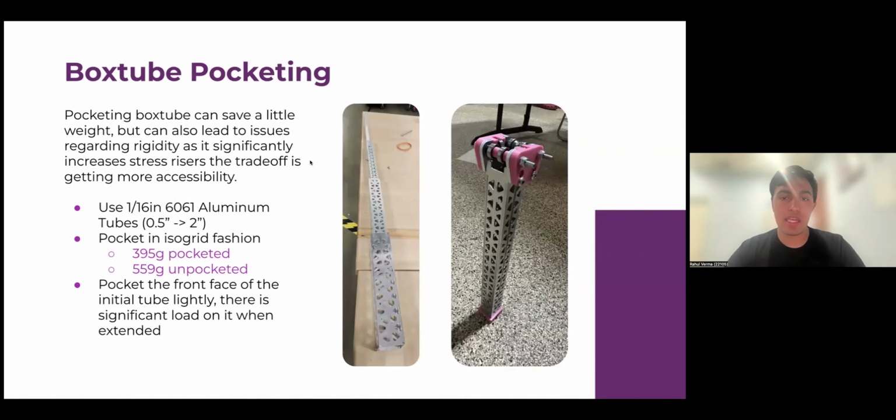In terms of pocketing the box tube, some teams have run pocketed box tube, such as us, and some teams have run pure aluminum tubes. There's pros and cons to each way. So the pros for pocketing a box tube is that it saves a little weight.